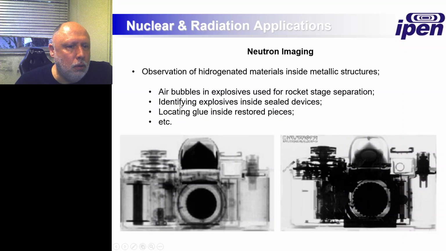Another thing you can do is identify explosives inside sealed devices, because explosives are really hydrogen-rich materials. Sometimes you look at something and you won't see anything, and you do an X-ray, and you don't see anything. If you pass it through a neutron beam, you will say, oh, there's something here. There is too much hydrogen here for it to be what they claim it is.